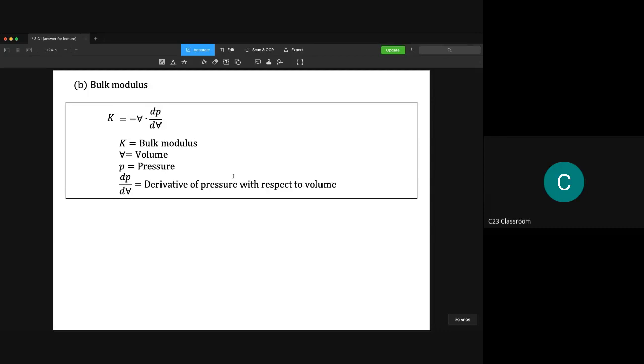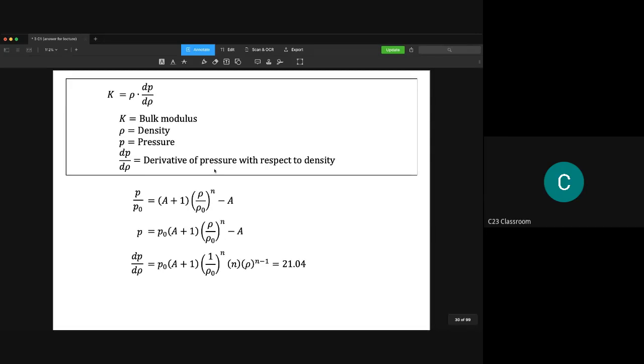And this is the bulk modulus. The equation is given in your textbook: K equals negative volume times dP over dV. K is the bulk modulus, and the other terms are shown in this note. The bulk modulus can also be calculated by using this equation, as I listed here.